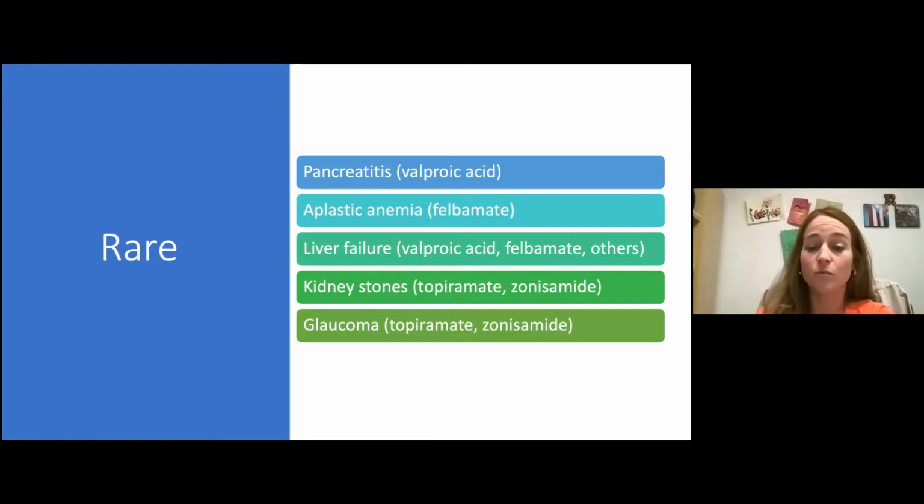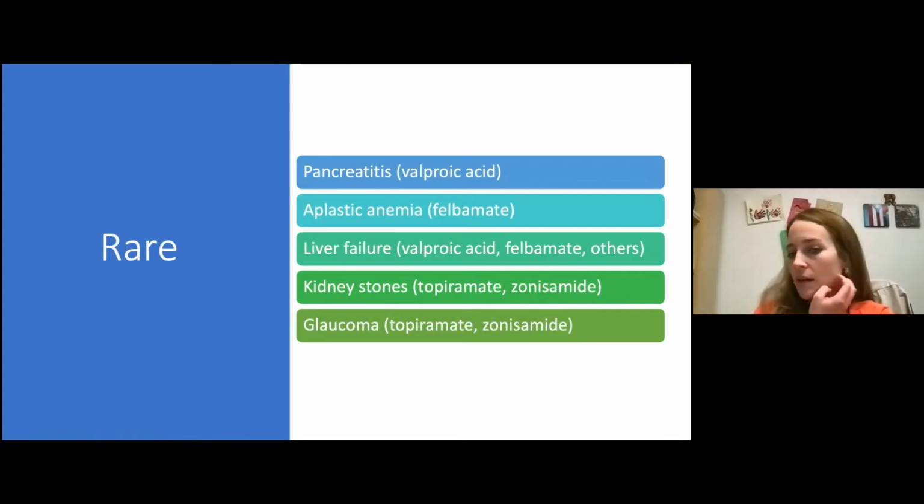Otherwise, we monitor labs and we make sure that everything stays normal. And if things are normal, then the likelihood of something like that happening is almost minimal. So if your liver enzymes are normal over and over again, you're probably never going to get liver failure from this medicine, but we keep monitoring to make sure nothing changes over time.